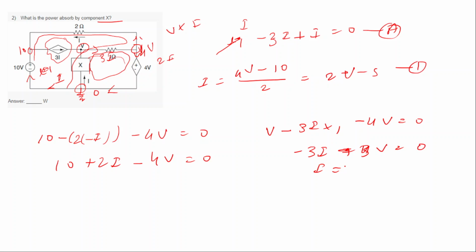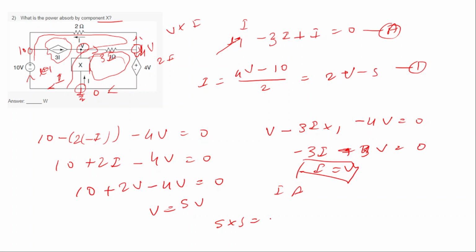So with this equation we find I equals V. We can replace this I equals V in this equation. So 10 plus 2V minus 4V equals 0. So V will be equal to 5 volt, and similarly the current will be 5 ampere. Now to get the power we need to multiply V by I, so that will be 5 multiplied by 5 equals 25 watt.